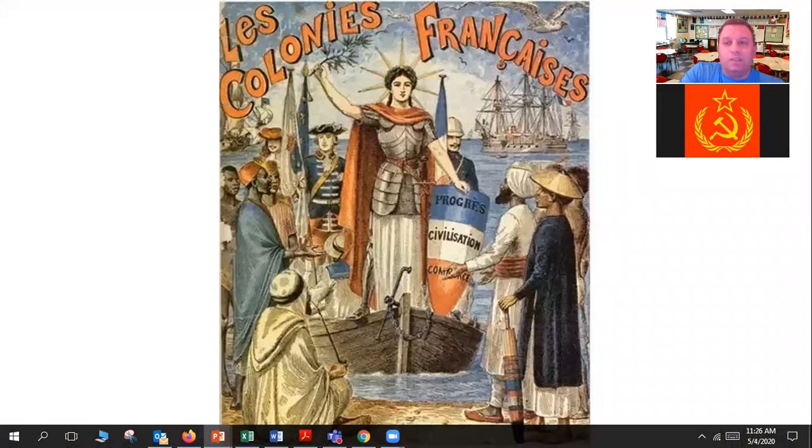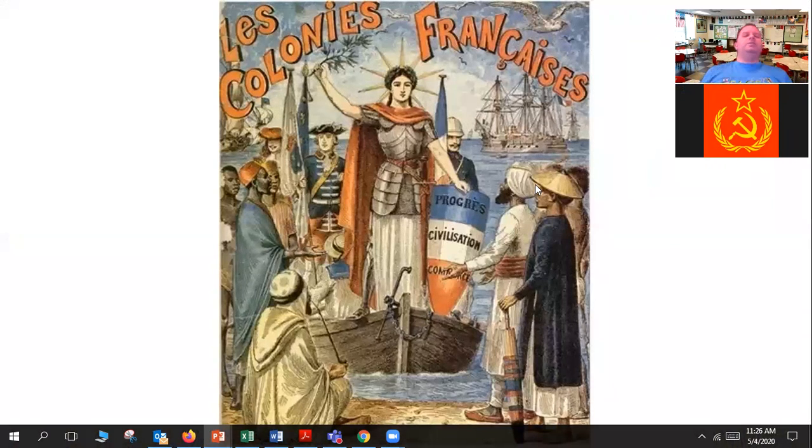Speaking of France, though, this was obviously from a French magazine, again depicting France arriving in one of their colonies over in Southeast Asia, bringing progress and civilization and brotherhood to the native peoples. Now, this is how colonization was depicted within France. So this is what the French people obviously think is happening. The reality, of course, is somewhat different. We know that the native people were not nearly as welcoming, of course, as they are being depicted here.